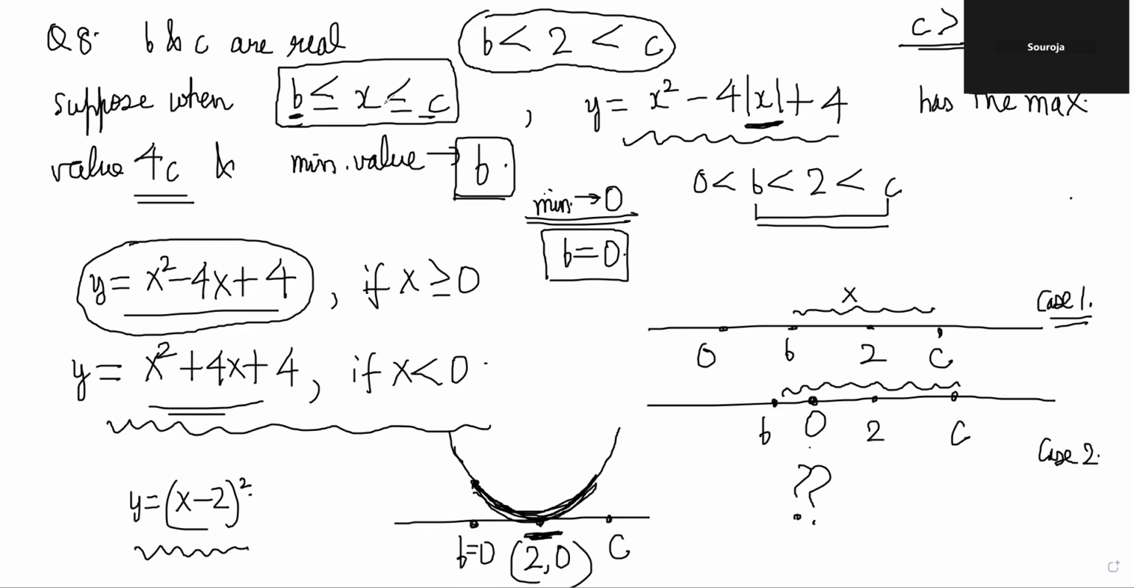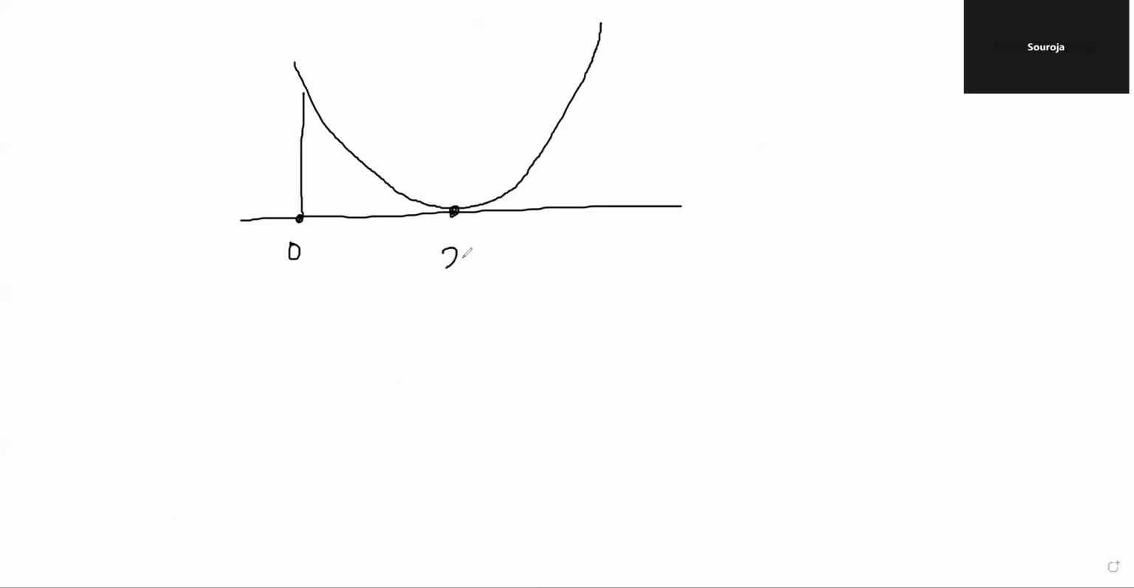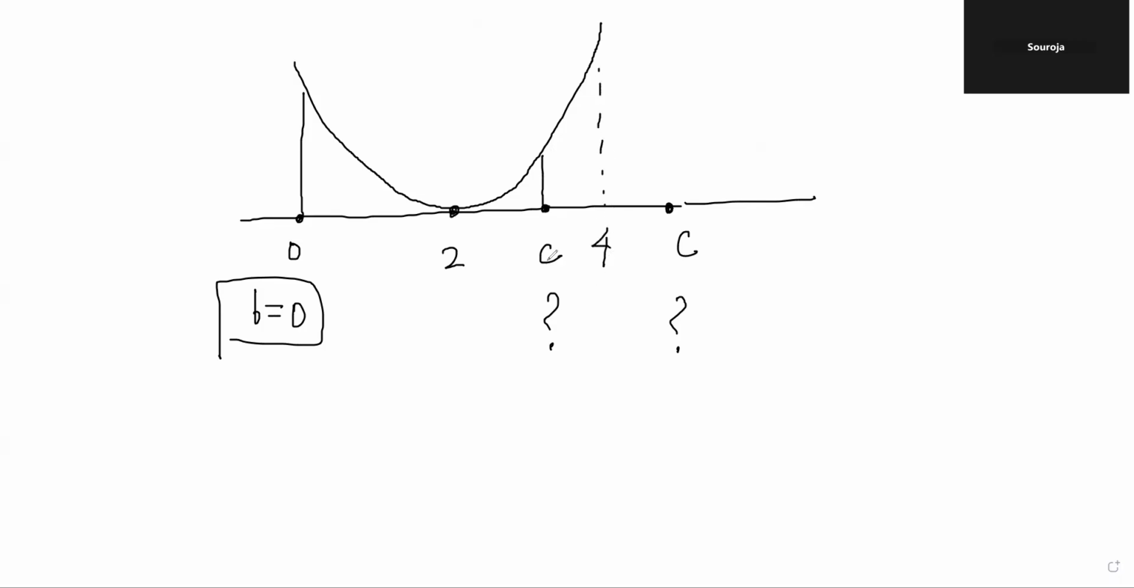Think about it. Why am I saying that? So this is my graph, and this is my 0. This is my vertex. And c could be here or c could be here, far away, right? We know that b is 0, correct? Do you understand what I'm saying? c has two possibilities. One is it's smaller than 4, and one is it's bigger than 4, right?